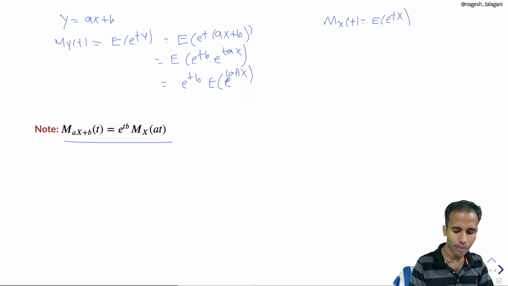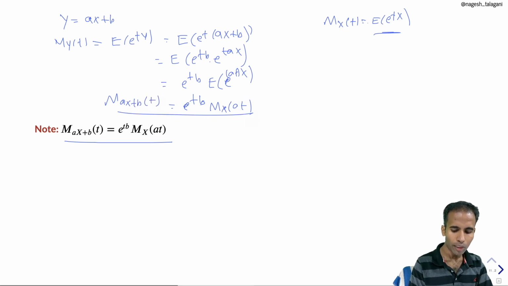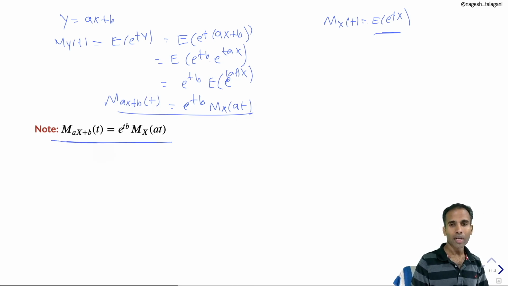e power tb times the expectation of e power at x, I can write like this. Now the expectation of e power at x looks like the MGF of x, but in place of t we have at, so we can write mx of at. Therefore, the MGF of ax plus b at t is going to be e power tb times mx of at. So this is the connection between the MGF of ax plus b and the MGF of x. Okay, fine.